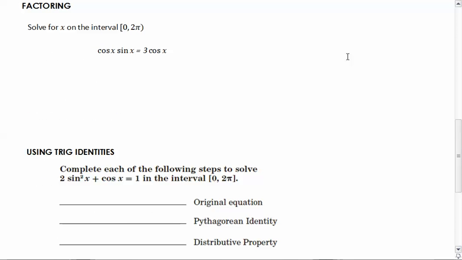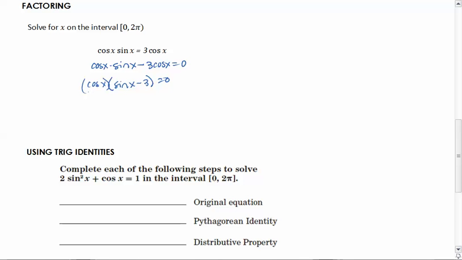It says solve for x on the interval 0 to 2 pi. We're including 0, and we are not including 2 pi. So for factoring, we want to group things that are the same and set the equation equal to 0, right? So if we want to set our equation equal to 0, we need to subtract this 3 cosine x. So we have cosine x times sine x minus 3 cosine x equals 0. And what do we have that's the same within both of these? On this side we have a cosine in common, so we can pull out that cosine and we're left with sine of x minus 3 equals 0.